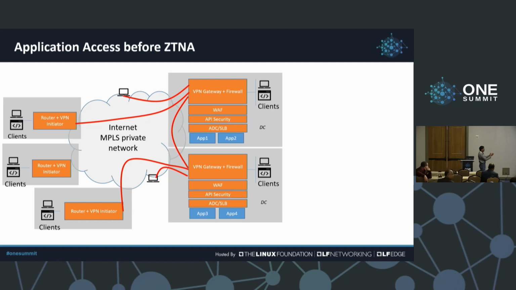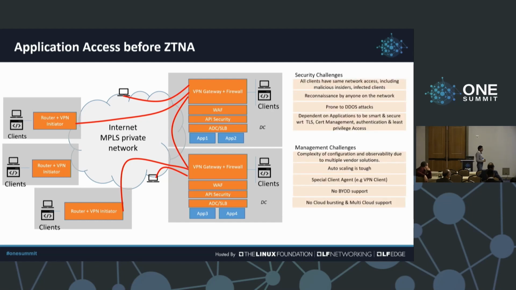Wherever the apps are, that's where enterprises brought their security. One is a VPN gateway for data security between clients and services. And then you also have threat protection, web application firewall, API security, and some kind of load balancer to balance traffic across multiple application instances, right? For scale-out reasons. That's the typical architecture before ZTNA was invented.